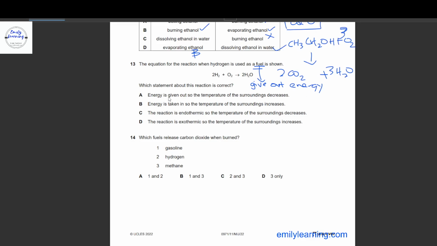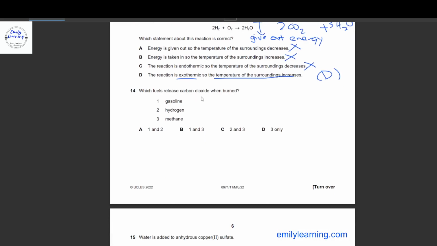So energy is given out, so temperature of the surrounding decreases is wrong. If energy is given out, temperature of the surrounding will increase because the heat energy now goes to the surrounding. Energy is taken in is also wrong because energy is given out. Reaction is endothermic is wrong, because energy is given out, so it's an exothermic reaction and the temperature increases. So the answer for 13 is D.